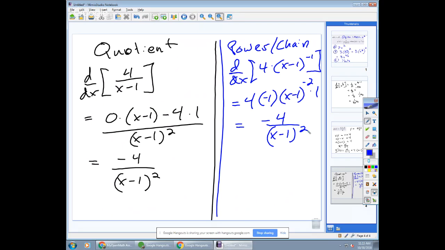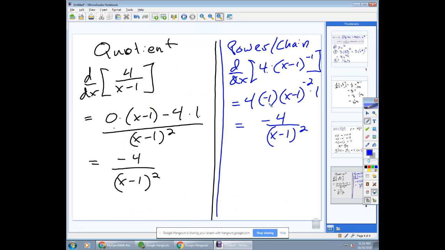So either way, I get negative 4 over the quantity (x minus 1) squared. Remember with the quotient rule, the derivative of the numerator is 0, which comes out nice, and the derivative of the denominator is 1. With the power and chain rule, the 4 is just a constant that hangs out in front as a multiple. The power rule says the derivative of something to the negative 1 is negative 1 times that thing to the power negative 2, multiplied by the derivative of the inside, which is 1. And clean it up.